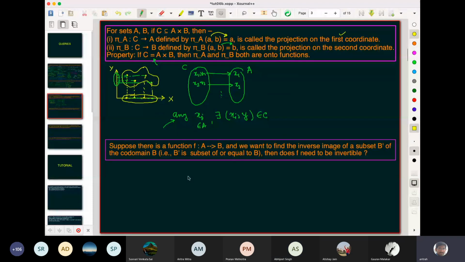Okay. This one is again the question that there is a function a to b. We want to find the inverse image of a subset b dash. So suppose there is a function a to b. So this is a and this is b. Somebody wants to find out, let's say I have a subset b dash which is a subset of b. Now, does f need to be invertible? If I want to find the pre-image of this subset, does f need to be invertible? What do you think, anybody?